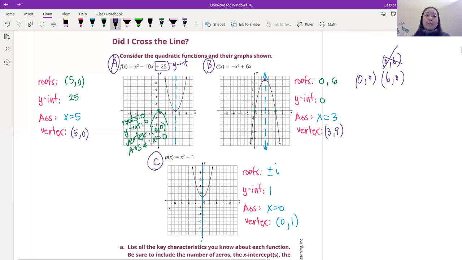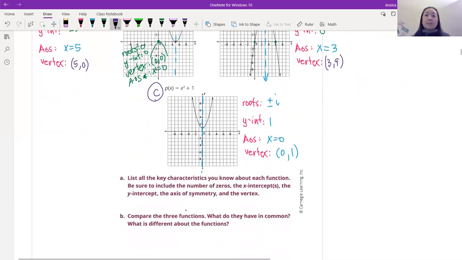Ready? And then if you look at this guy right here, letter C. We'll talk about this part in a bit because we initially had said that this didn't have any roots because it doesn't, right? And the y-intercept here is at 1. The AOS is that x is equal to 0 because that's where x is always equal to 0. That's the y-axis, right? And the vertex is at 0, 1. All right.